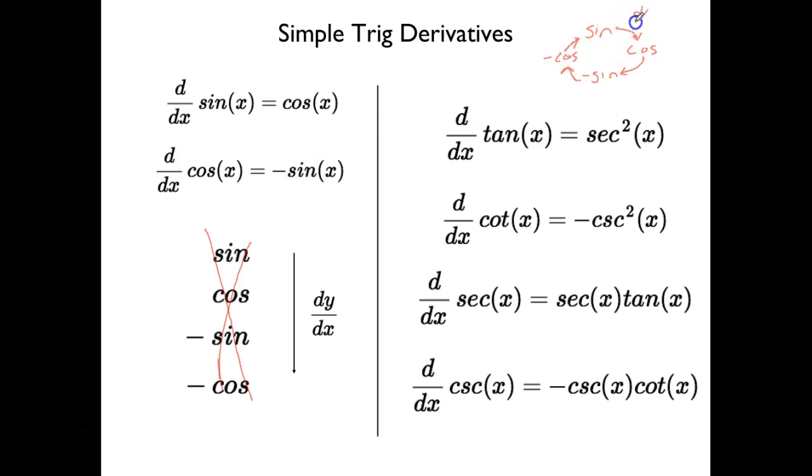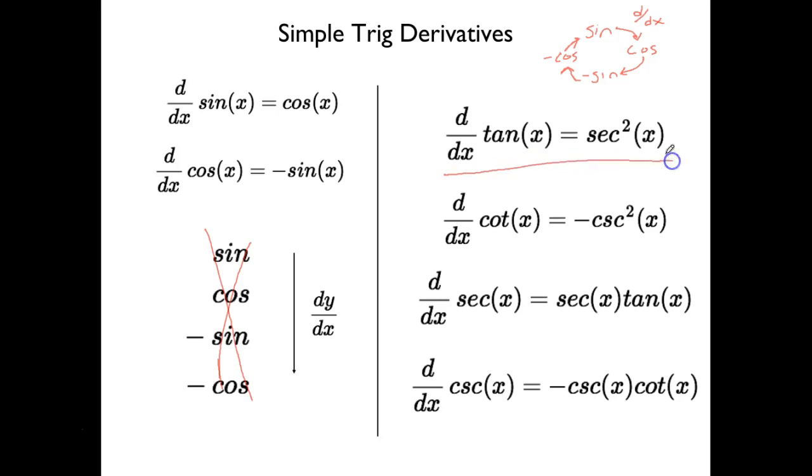So we got a clock. As you take derivatives, you just go clockwise, and it'll tell you what the derivative is. So what's the derivative of negative cosine? Sine. Okay.